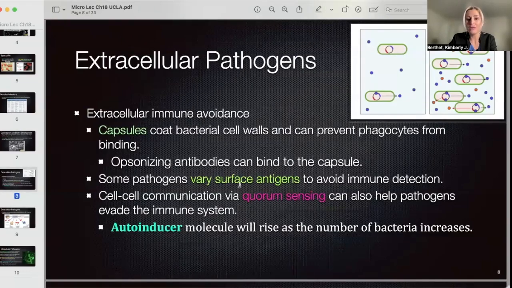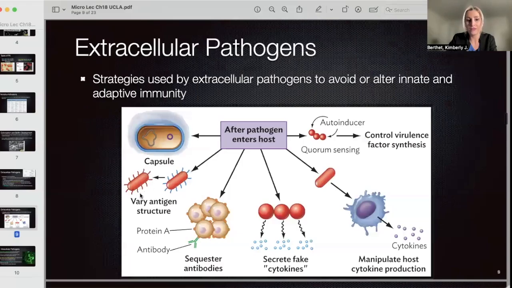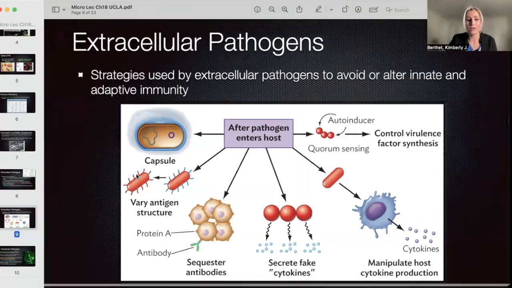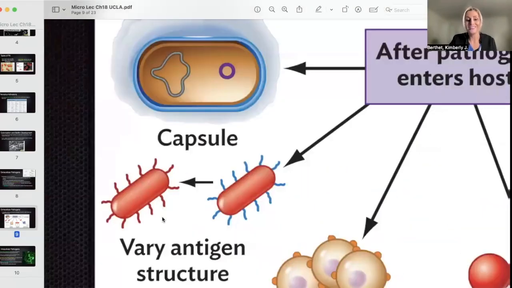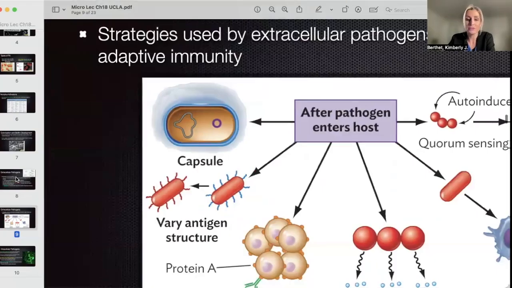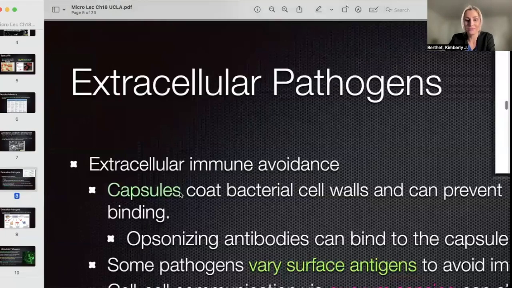We can also see varying surface antigens. So surface antigens are these small attachments on the outside of the cell. That's actually what our immune system recognizes. So if we vary the antigen structure, and this can be from genetic changes by mutation, our immune system may no longer recognize a pathogen. If we're originally infected with this pathogen with the red type of antigens, and all of a sudden it altered to this different blue type of structure, our immune system might not recognize it. So varying surface antigens is a way to avoid the immune system as well.